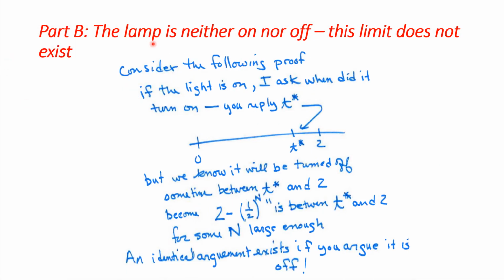Now, part B dealt with the lamp that you're turning on and off, and the answer to this is the lamp is neither on nor off. The limit really doesn't exist. And consider the following proof. We were concerned with what happened at 2 minutes.